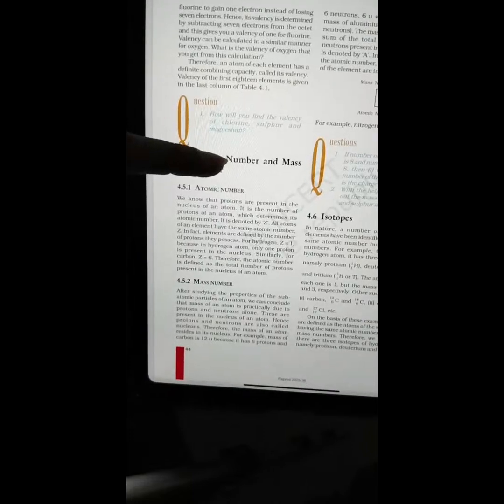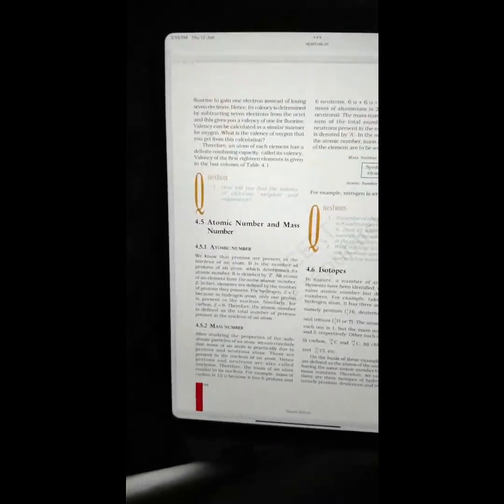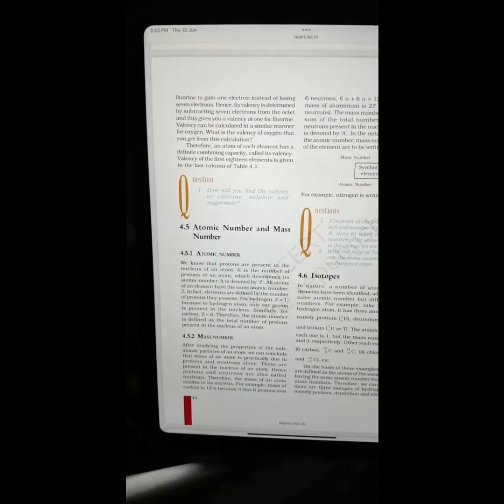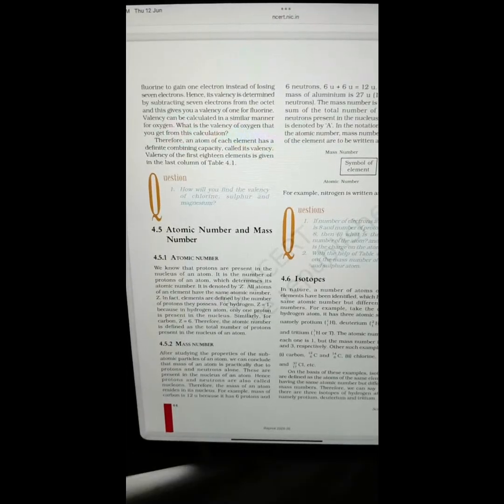Now I am coming to the next page and I hope the screen is visible. Let's go ahead. Fluorine gains one electron instead of losing 7 electrons.